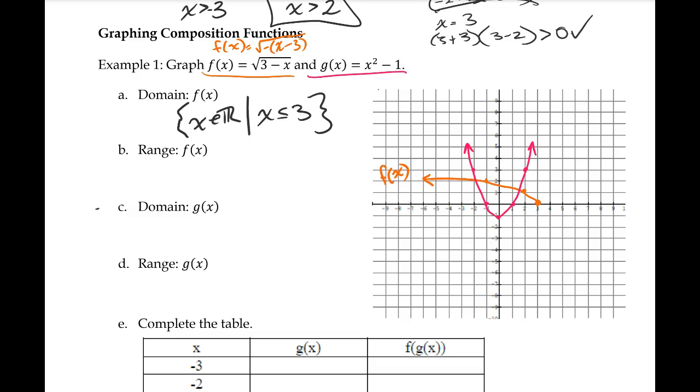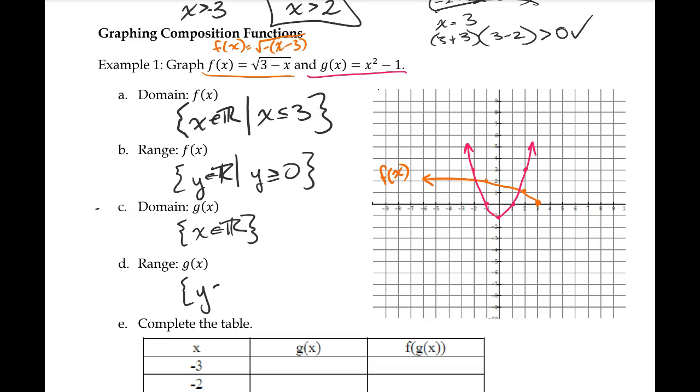We also have our range, which is that y is an element of the reals, but y is greater than or equal to 0. For g of x, our domain is going to be any real number, so just x is an element of the reals, and range would be y is an element of the real numbers, but y has to be greater than or equal to -1.